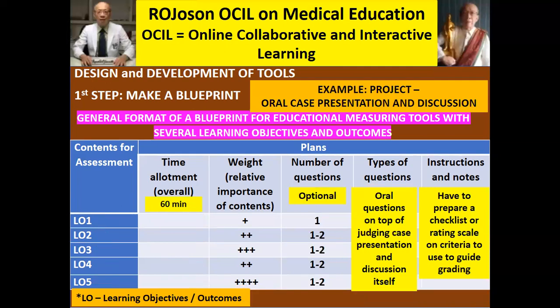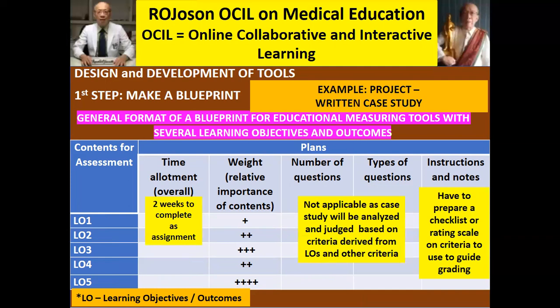Example, project, specifically oral case presentation and discussion. Total allotment time would be 60 minutes, for example. Relative weight of importance of the learning objectives, and then the number of questions that will be asked. This could be optional, and then the type of questions, because it's an oral case presentation and discussion. Oral questions can be asked on top of judging the case presentation and discussion itself. Again, a note here, we'll have to prepare a checklist or rating scale on criteria to use to guide the grading.